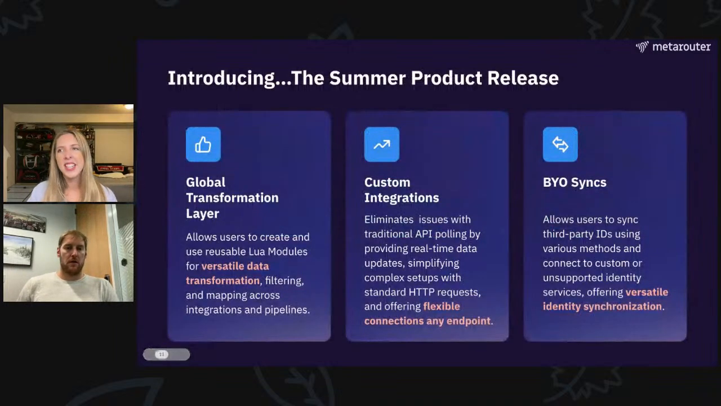So like I said, when we're thinking about that theme of flexibility and efficiency, what does that mean for these 3 features that we're launching with the summer release? So we have the global transformation layer, which really allows you to create and build these reusable Lua models for versatile data transformation, also filtering and mapping across the integrations and pipelines that you're using.